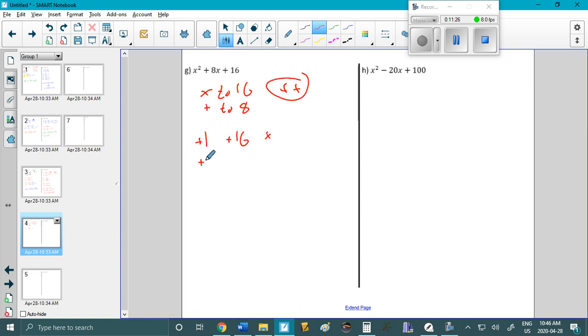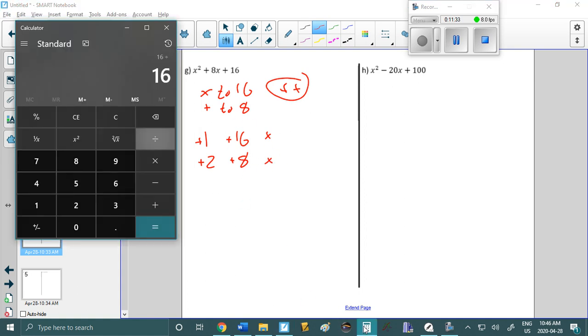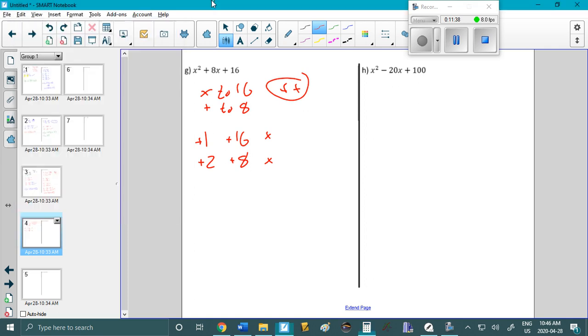16 divided by 2 is 8. 2 plus 8 is 10. Doesn't work. 16 divided by 3 is a decimal. Doesn't work. 16 divided by 4 is 4. So I get plus 4, plus 4. 4 plus 4 is 8. This is our number. So we get x plus 4, x plus 4. Or remember, if both things are the same, we just write it once, and then we say that it's squared, or it happens twice. Note, it's not a 2 out front.